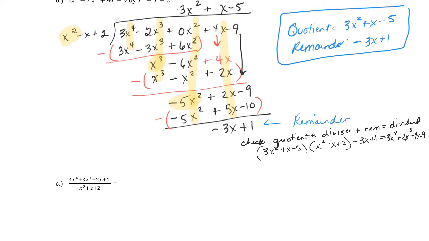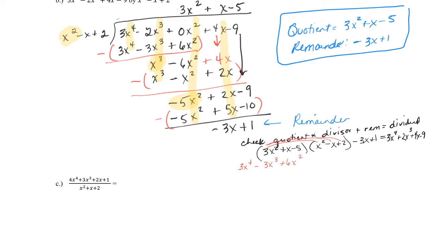Okay, so the easiest way to do this is to take your first term and multiply by each of the others. So I'll multiply here, here, and here. So 3x squared times x squared is 3x to the 4th. 3x squared times negative x is negative 3x cubed. 3x squared times 2 is 6x squared.